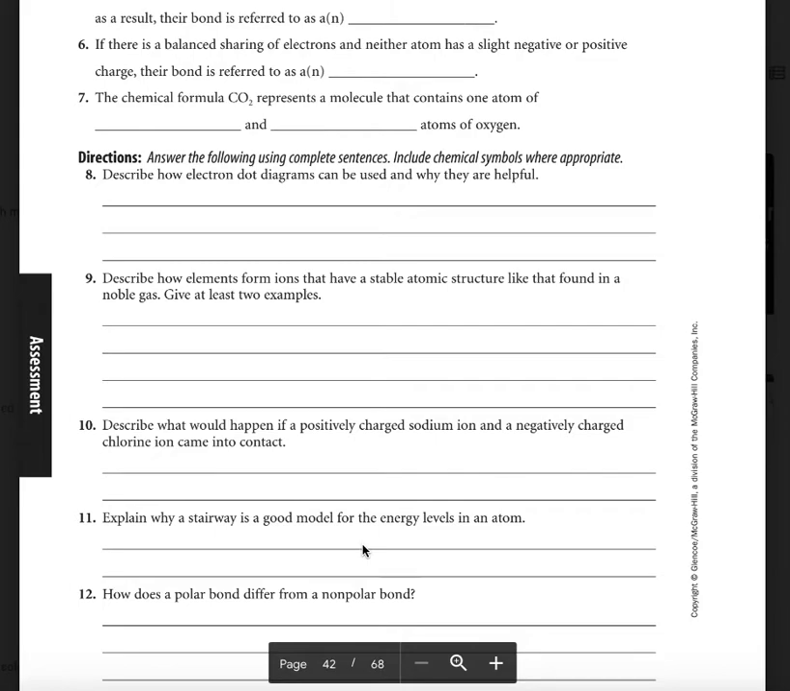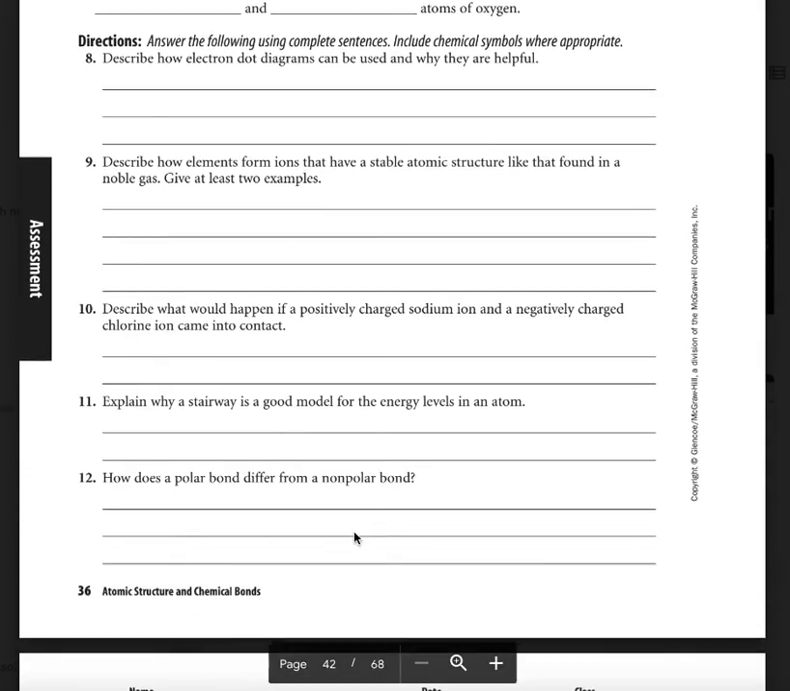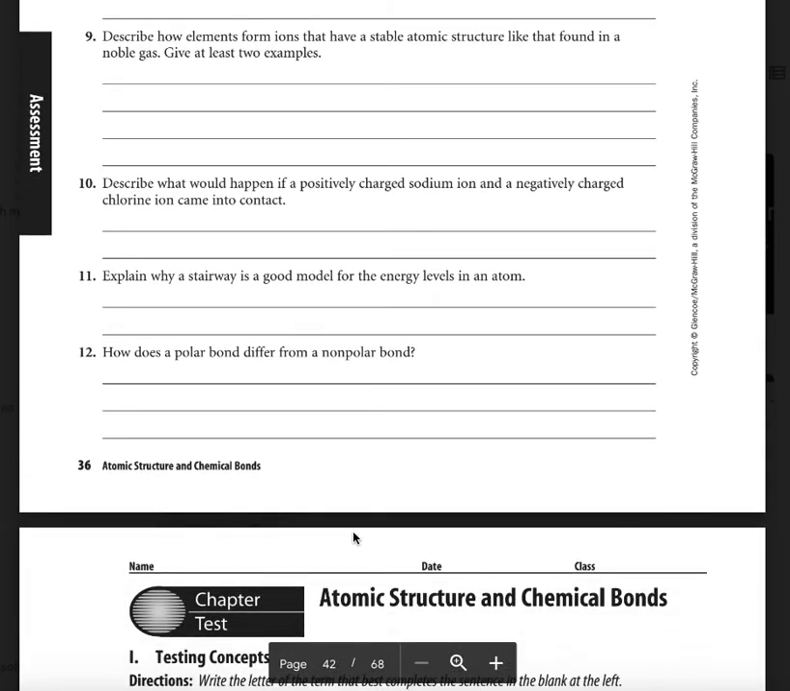We also used the paperclip method to show how strongly attracted those paper clips were really close to the magnet, and the further you got away, the easier they were to remove. Number 12. How does a polar bond differ from a nonpolar bond? In a nonpolar bond, electrons are shared equally by atoms. In a polar bond, electrons are shared unequally.